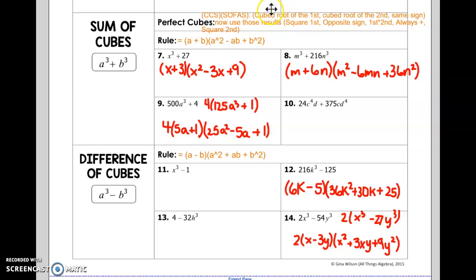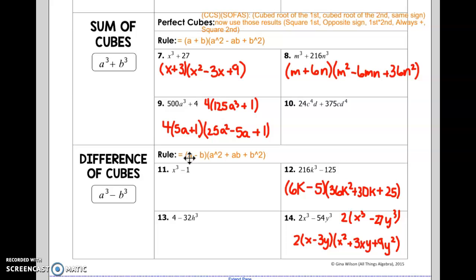But the pattern should be that if you take the cubed root of the first term, meaning the cubed root of a cubed should be a. That goes in my first set of parentheses. So we're talking about CCS is how we get the first set of parentheses. Then I take the cubed root of the second term. Cubed root of b cubed is b. And then I use the same sign. So if I'm adding, I'm going to add here. This one I'm subtracting, so I subtract here. So same sign. That's how we get our first parentheses.